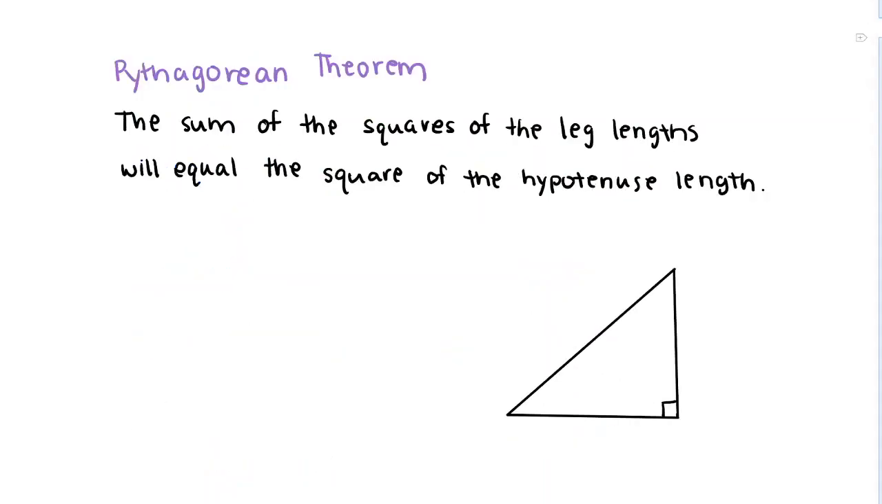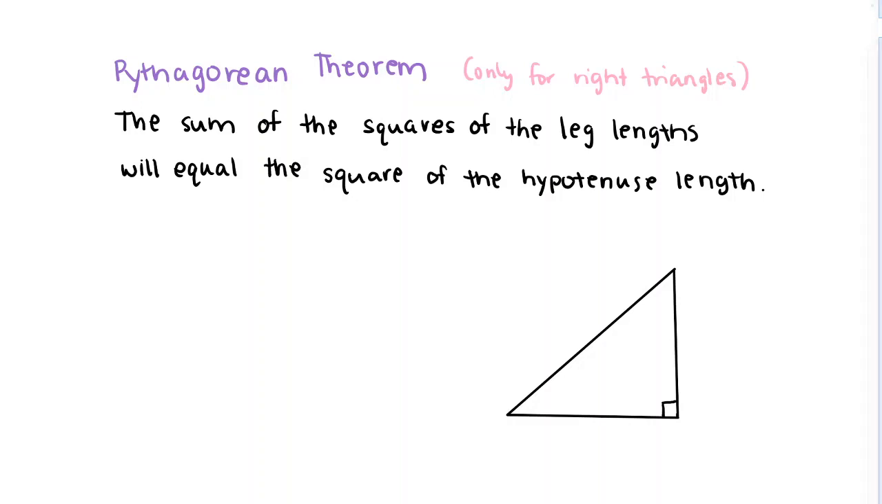And so the most common relationship you'll probably hear when it comes to right triangles is called the Pythagorean Theorem. It says that the sum of the squares of the leg lengths will equal the square of the hypotenuse length. This idea only applies for right triangles. We'll learn about an analogous idea for non-right triangles later in the course, but let's just start with this. So this only works for right triangles.